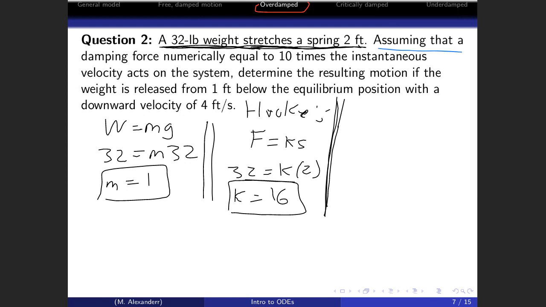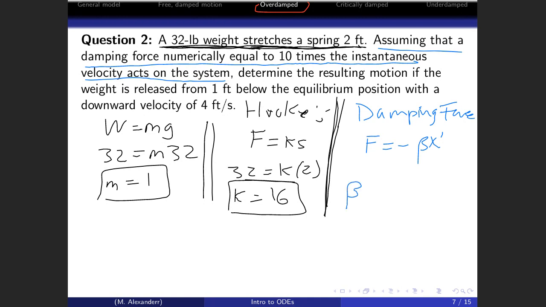So assuming that a damping force numerically equal to 10 times the instantaneous velocity acts on the system, just reading that part, we are looking at the damping force. So damping force is going to be given by F equals negative beta x prime. That's what we said in 2 previous videos. And what they're telling you in this sentence is that beta is equal to 10. You don't have to actually solve for anything. They're already telling you that beta is equal to the number 10.